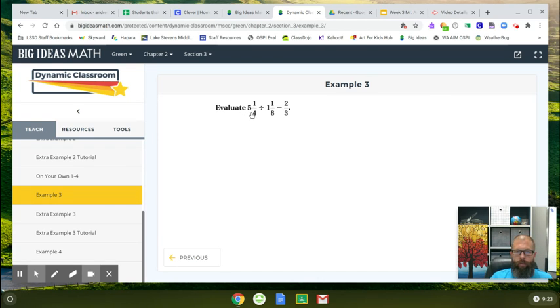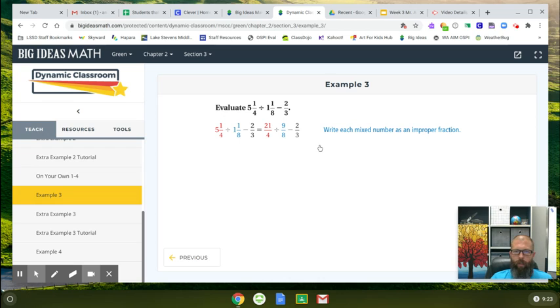So, first step, write each mixed number as an improper fraction. We take 5 and 1/4, that becomes 21/4. 4 times 5 is 20, plus 1 is 21. Okay, so we're breaking it down here. We take 1 and 1/8, and we change it to 9/8. 8 times 1 is 8, plus 1 is 9. Now we have our new problem here with improper fractions instead of mixed numbers.